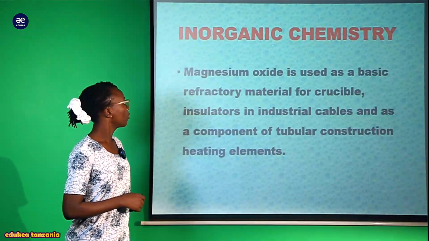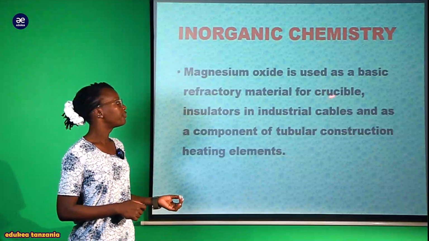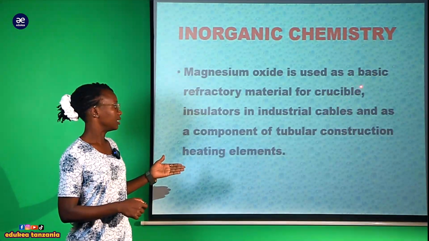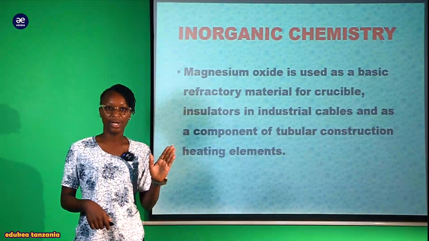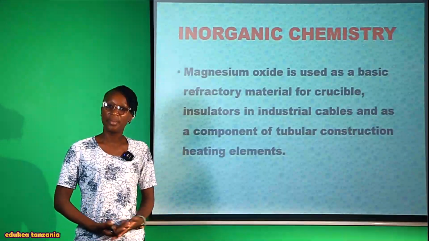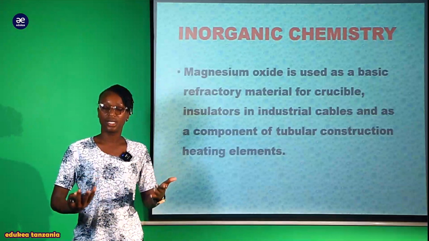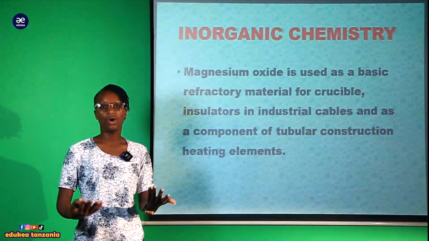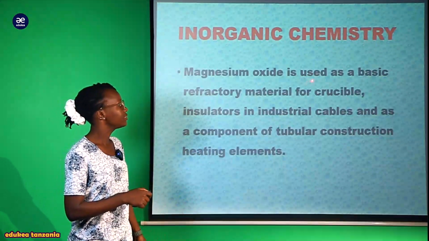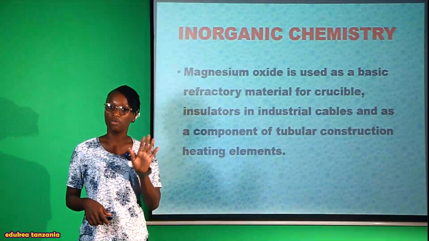Okay, for instance, anasema kwamba magnesium oxide is used as a basic refractory material for crucible. Sasa nikiongelea magnesium oxide, nikisema ni basic refractory material, I hope there is no confusion over there. Why? Because tulishasoma classes of the oxide of the metal. Tulishasoma the basic oxide, acidic oxide, amphoteric oxide, lakini tukasoma the mixed or the compound oxide. Kwa hiyo tukiongelea hii magnesium oxide, tukasema kwamba this is used as a basic refractory material for the crucible. I hope no confusion over there.